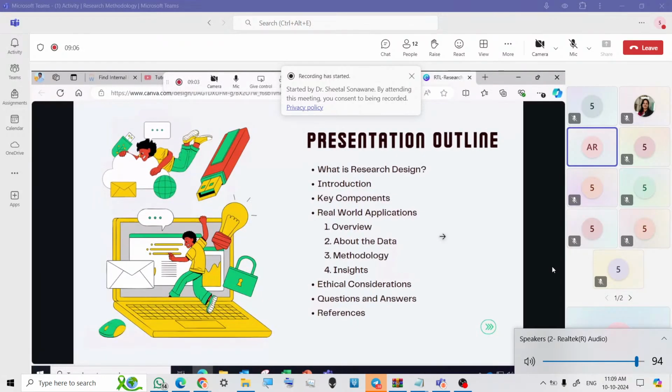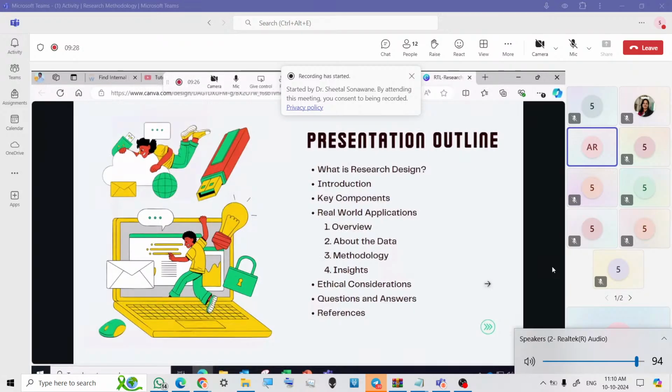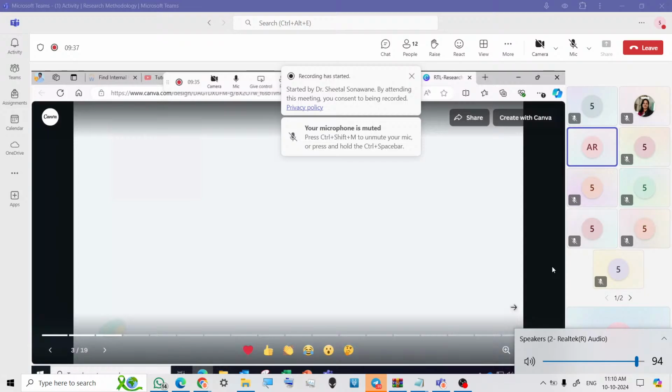So those are there. So this would be giving us an idea of what that research design is. And also we would be having one more parameter which is nothing but ethical consideration in the design. And post that, we would be having the question answer session, and references. So that's how the presentation outline is. And let's get started with the topic over here.